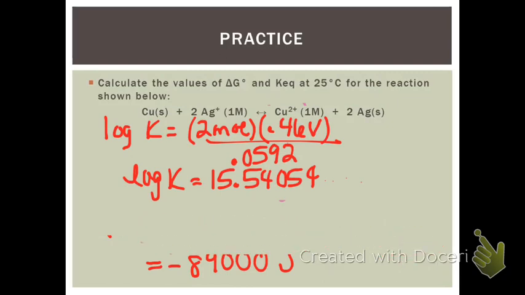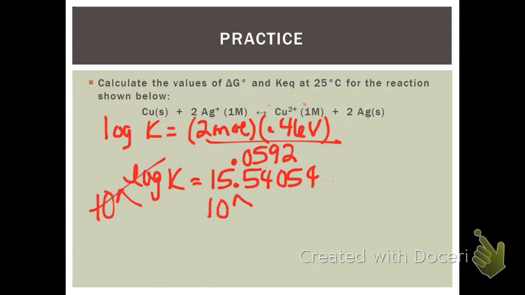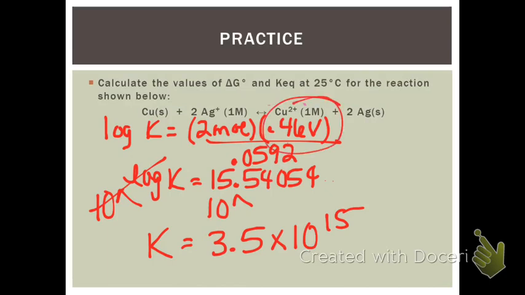So how do you get rid of a log? You have to do 10 to the power on both sides. So you need to do 10 to the, 10 to the. That'll drop off the log, and then K will be 3.5 times 10 to the 15. 2 sig figs again, because of the cell voltage. And remember, no units for a K.